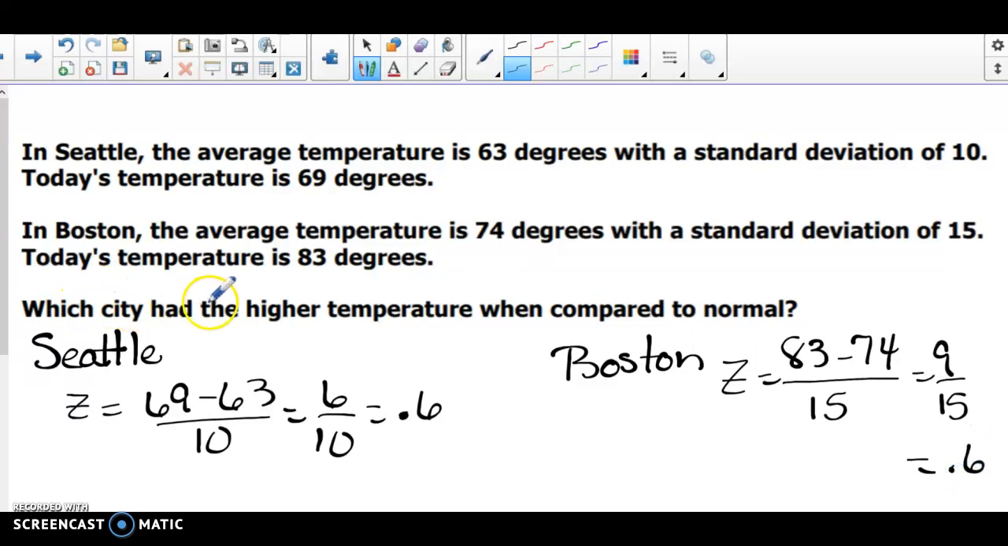So my question is, which city had the higher temperature when compared to the normal? So this shows me how far they are away from the mean. This one's 0.6, this one's 0.6. They are the same. Neither one is farther than the other. Let's say if we solve something and I had 1.14 compared to 0.6, okay? Then this city had the higher temperature compared to the normal. So just depending upon what your norm is, how far away from the mean is what you're comparing. These are the same distance, so neither one of them is farther than the other.